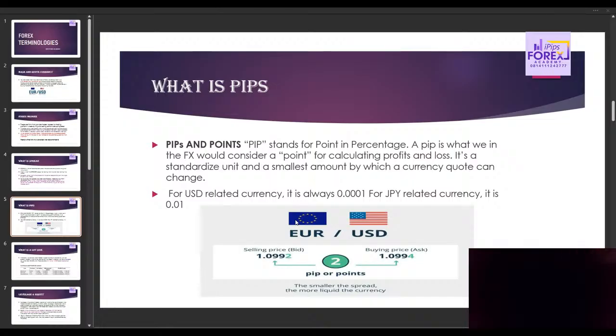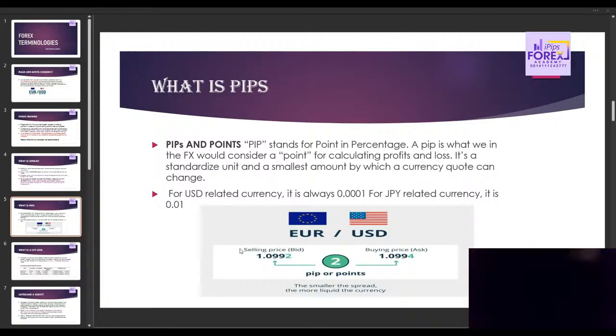All right, don't rush. And I'll give you a tip for USD-related currencies like EUR/USD, GBP/USD, USD/JPY, USD/CAD. They are always at 0.0001. And you see the example that I use here in this instance. We have the price to be 1.0999. That is, they have 4 decimal points. That is why it is counted 0.0001.